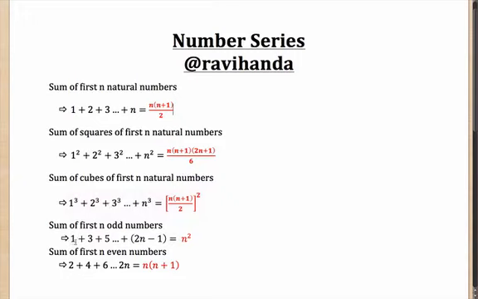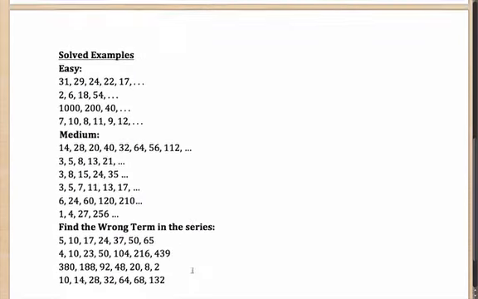Also, it helps if you know that the sum of the first n odd numbers, that is 1, 3, 5 and so on, is n square, whereas the sum of the first n even numbers is n into n plus 1. If you have these formulas memorized, they might come in handy at some point of time. However, having said that, the most common question types that you get in number series are something like this.